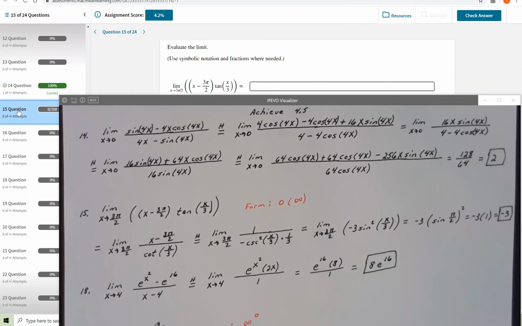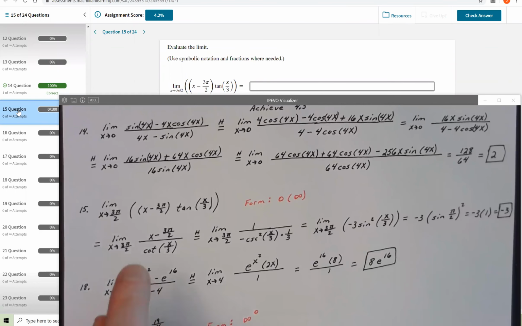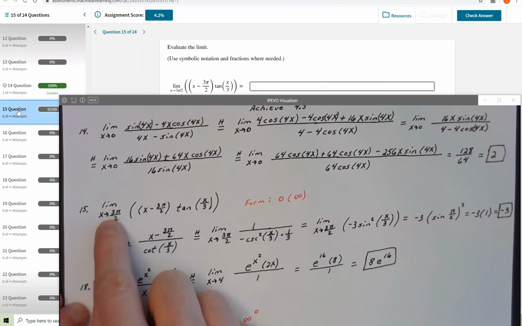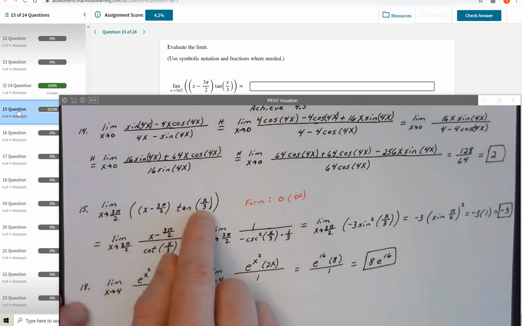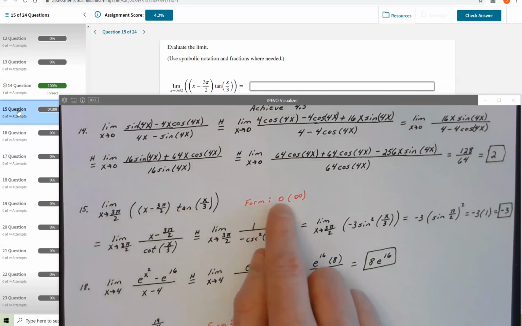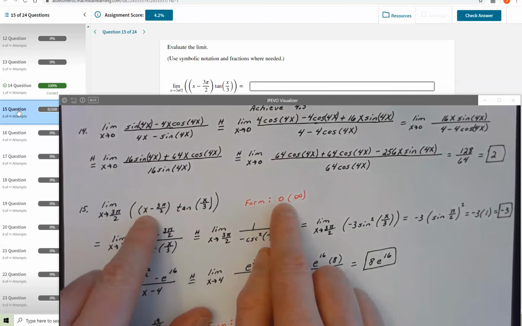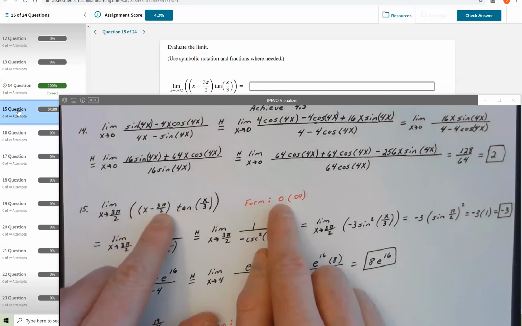Now, in 15 here, you'll see that we have the limit as x is approaching 3 pi over 2 of the polynomial x minus 3 pi over 2 times the tangent function of x over 3. Since this wasn't in our normal fraction format, I just looked at the format that it was in, and we know that that linear function, the polynomial, that's just going to be 3 pi over 2 minus 3 pi over 2, so that's a number approaching 0.